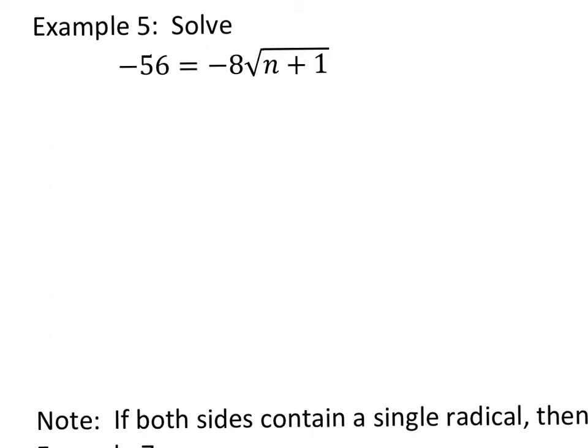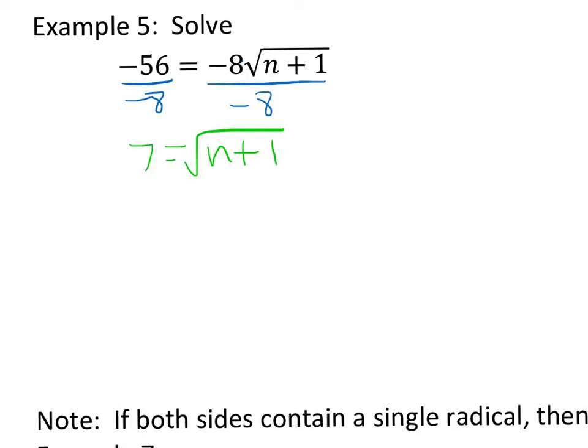All right, this one we have a negative 8 times the root. So we have to have the root by itself. So I have to do the opposite of what's occurring here, which is negative 8 times the root. So I'm going to divide by negative 8. And that will give us the root of n plus 1 by itself, and on the other side we have 7.